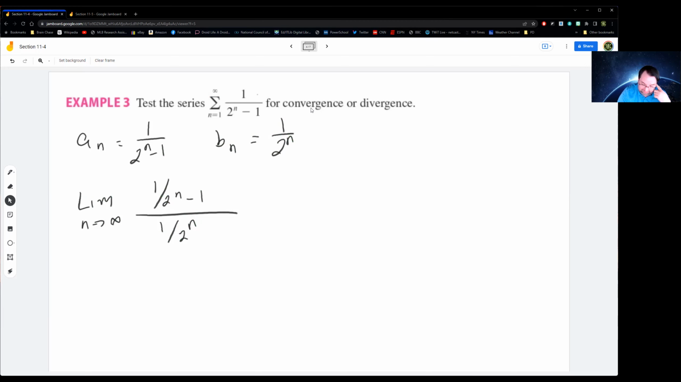Remember that division of fractions, you just keep the first one and flip the second one. So I have 1 over 2n minus 1 times 2n over 1. So I get 2n over 2n minus 1.